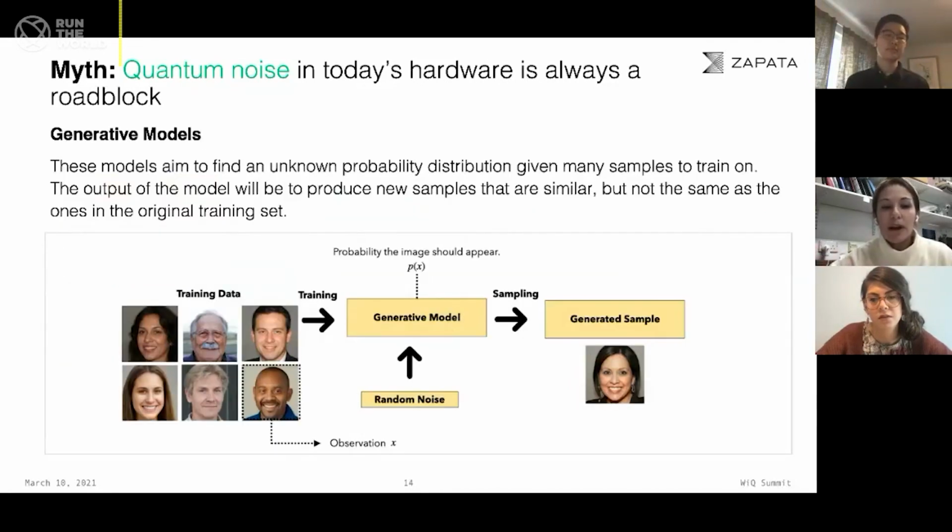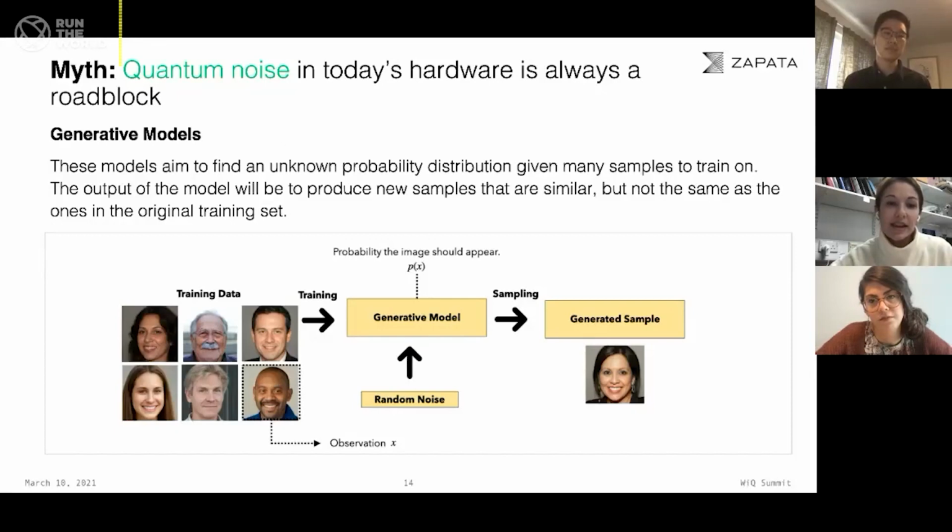Just to talk a little bit about what a generative model is: these models essentially aim to find an unknown probability distribution given many samples to train on. If you have training data of all of these faces, you input this training data into your generative model, and you have some random noise in the model as well. The whole point of this generative model is that you want to find P(x), the underlying probability distribution from the samples that you're feeding it.